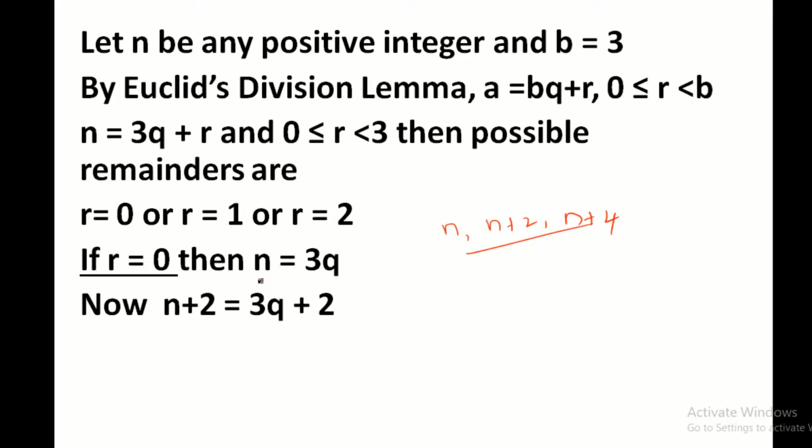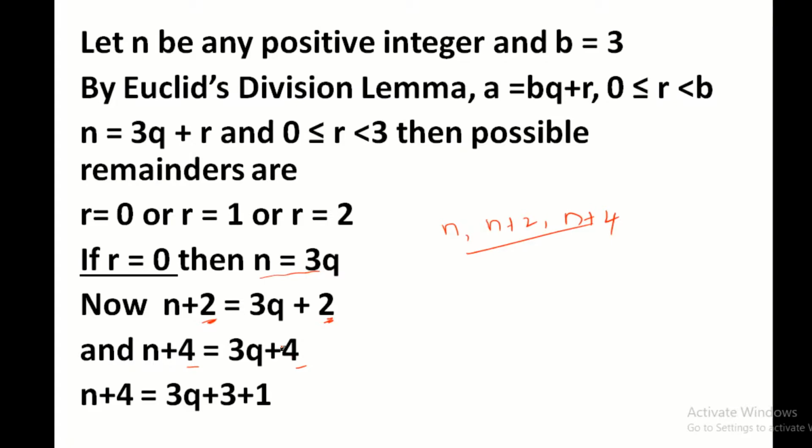First we have taken here n is equal to 3q. Then what I did is I have added 2 on both sides here. Then this became n plus 2 is equal to 3q plus 2, and for n plus 4, now I have added 4 on both sides. You see here this is 4 and this is 4. To our n value, which is n is equal to 3q, I have added 4 on both sides. If n equal to 3q, then n plus 4 is equal to 3q plus 4.